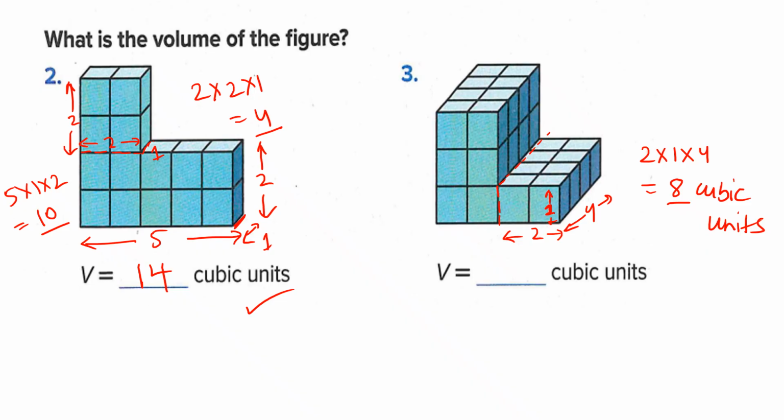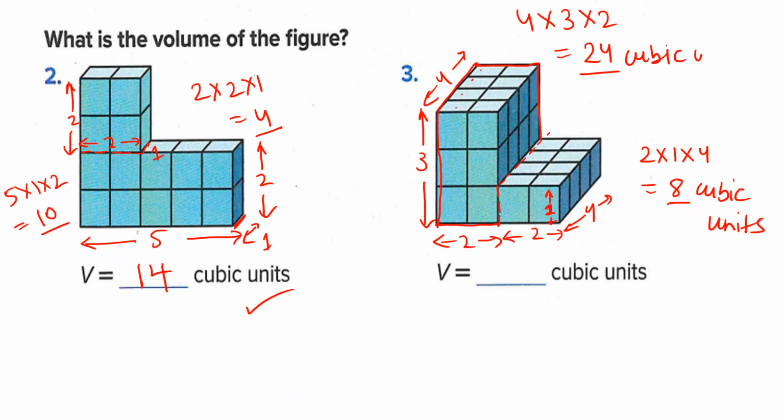Now let's go to the big one, the other one. Which one? This one. This, this, this, this. And remember, it has more height at the bottom. So how much is the height? 1, 2, 3. How much is this? 2. And how much is this? 1, 2, 3, 4. This is right. So let's find volume. So it's going to be 4 multiplied with 3 multiplied with 2. This is going to be 24 cubic units.